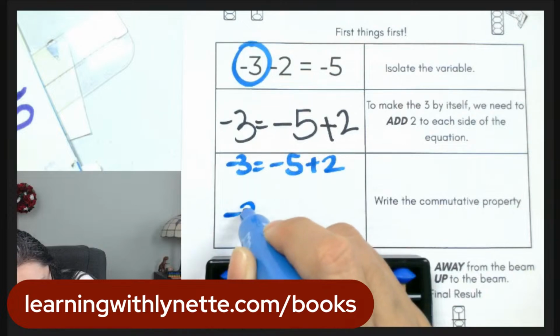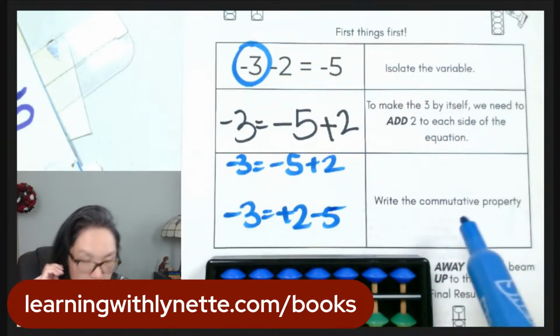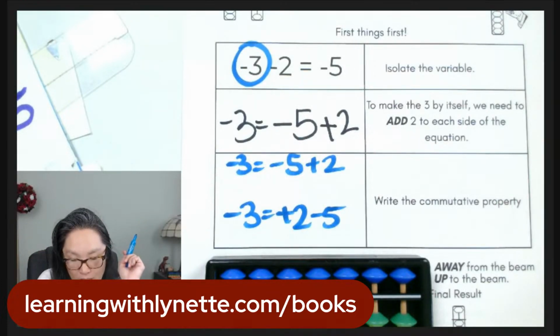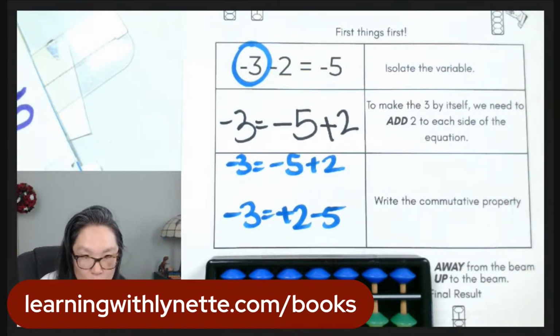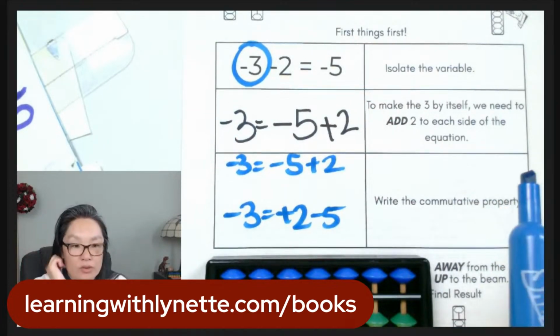Or it can be minus the 3 equals plus 2 minus 5. So that's what commutative property means. It means that it can be in any order. In abacus, we can put it in any order because this is the same. It's different than the mainstream math.